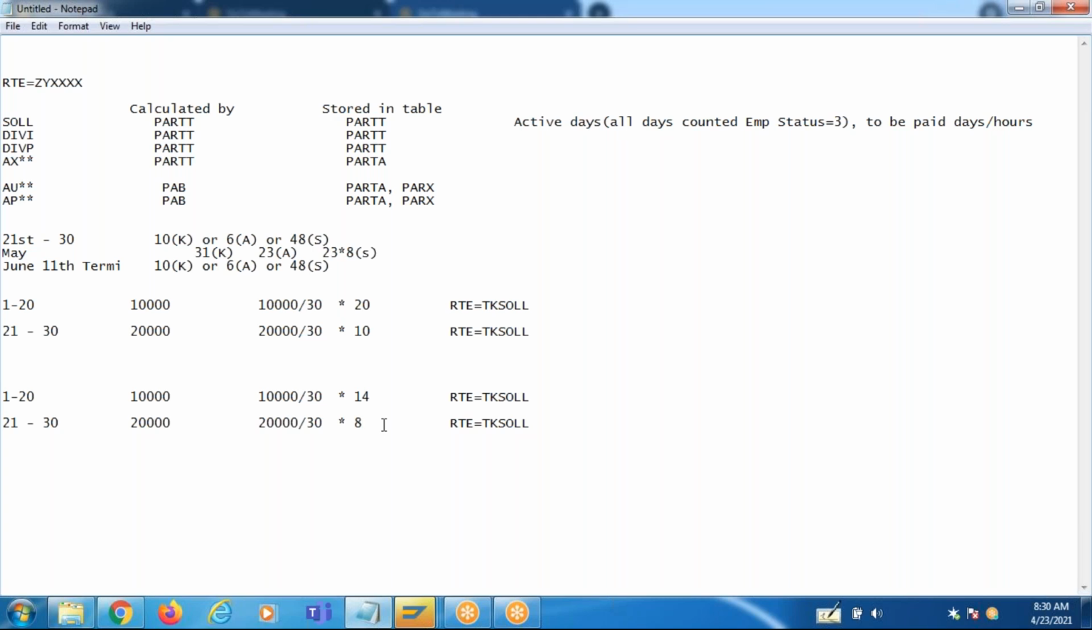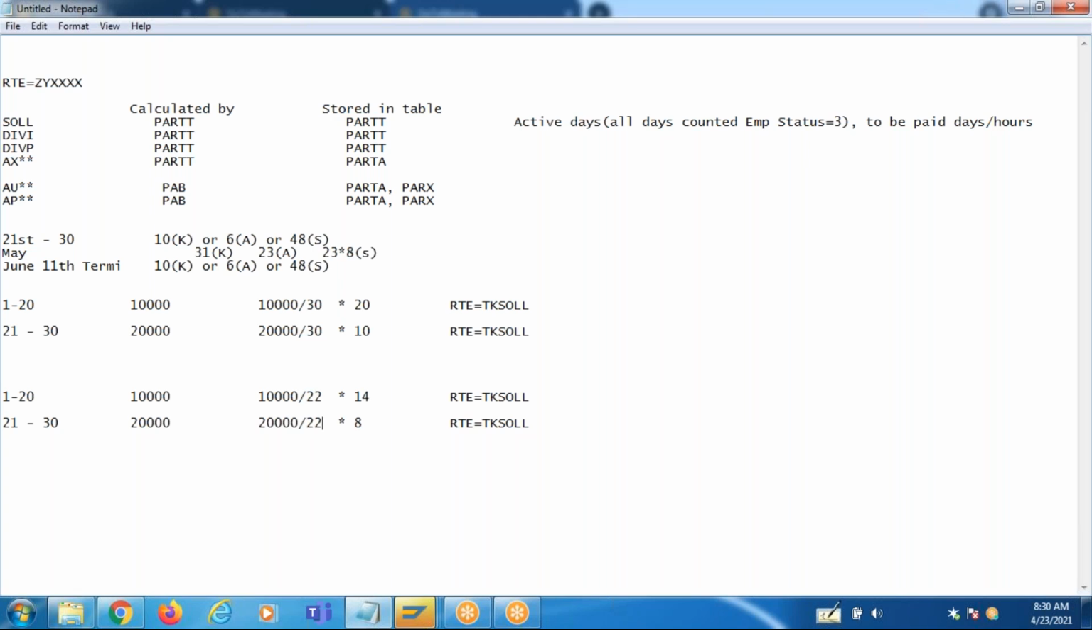Assuming 22 days in April, he is there for the full period. There is an increment of salary. Is it correct? No, sir. Why is it not correct? Divided by 23. If you are paying for the working days, the rate also has to be calculated based on working days.